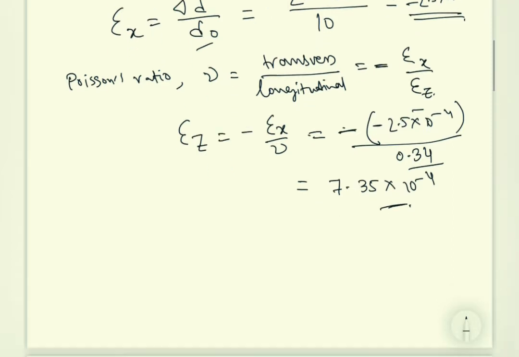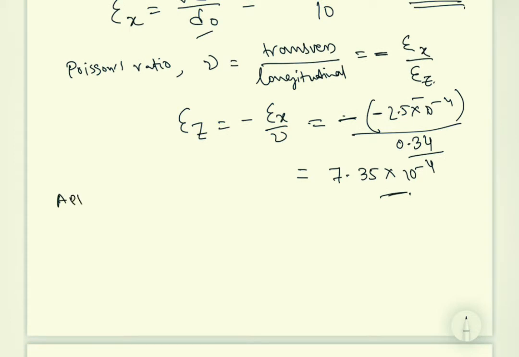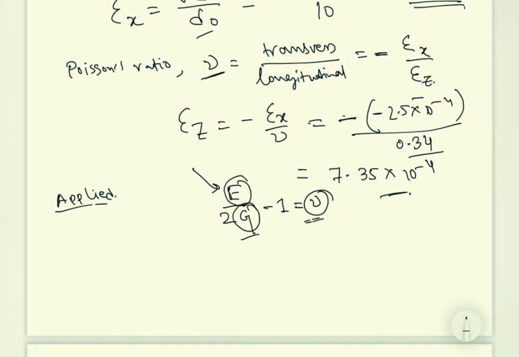So what is the applied stress then? By the way, an interesting fact: here Poisson's ratio is given. If Poisson's ratio is not given, then obviously another parameter, the shear modulus, would be given. For that we will use the formula E by 2G minus 1 equals nu.